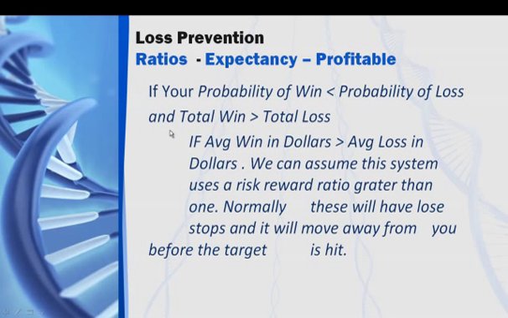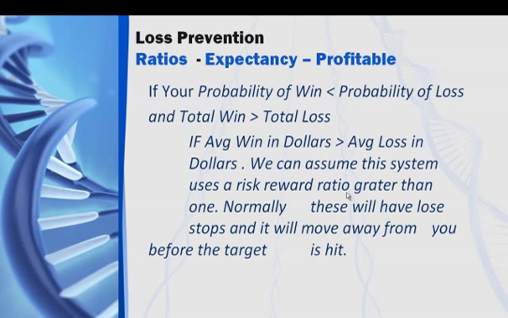Ratios and expectancy. If your probability of win is less than your probability of loss, but your total wins are greater than your total loss, well, that's great. You're winning. So if the average win in dollars is greater than the average loss in dollars, we can assume the system is using a risk-reward ratio greater than 1. What this really means is that if your average win is greater than your average loss, you can automatically assume the risk-reward ratio is going up.